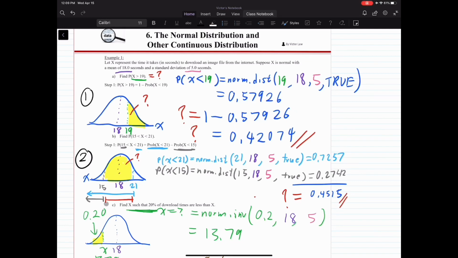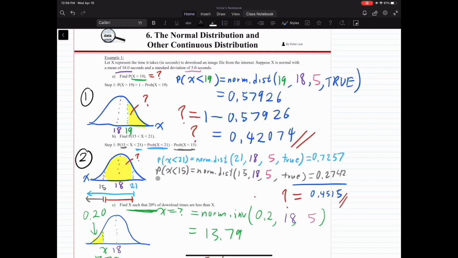So once we understand the diagram, then we can do the calculation in Excel. So first, calculate the probability to the left of 21. So equal NORM.DIST. It will ask you for 4 values. So x is your 21. So x to the left of 21. So x is 21, and then 18, 5, true. So 18 for mean, 5 standard deviation, and then comma true for cumulative. And it will give you the 0.7257.